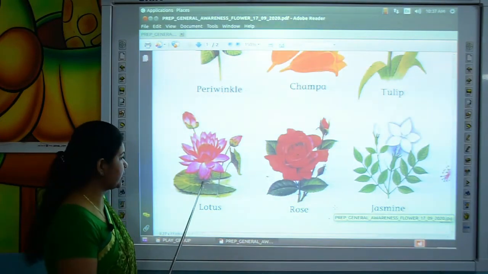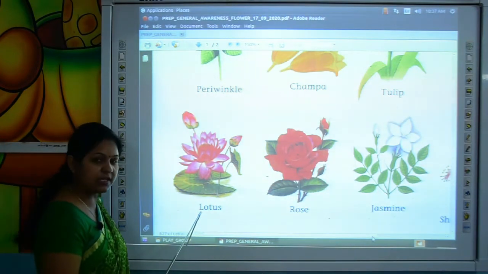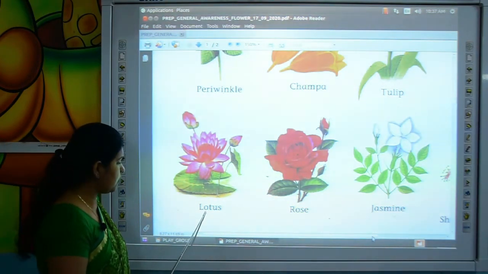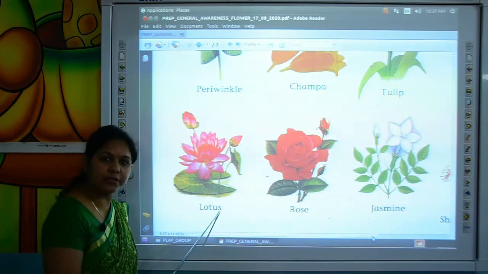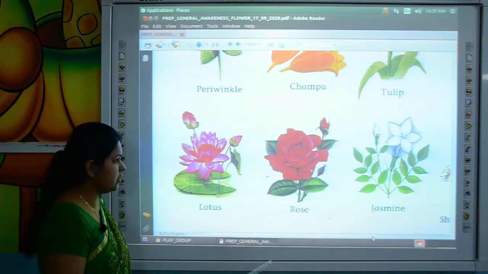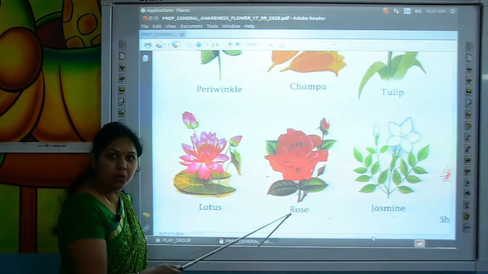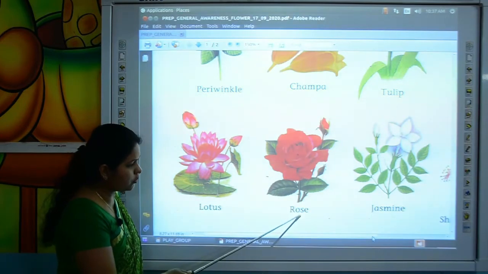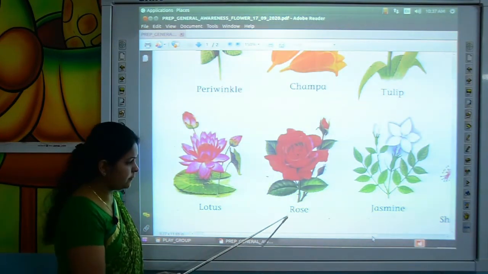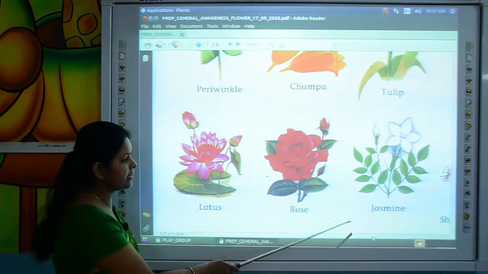This is lotus. Lotus is our national flower. So let's read the spelling with me. L-O-T-U-S, lotus. Now, which flower is this, kids? This is rose. R-O-S-E, rose. Now move to the next.